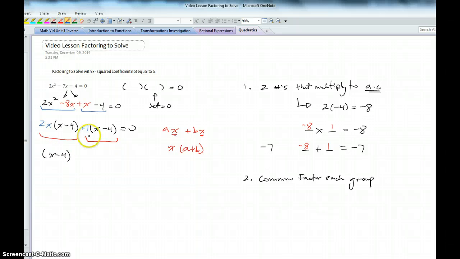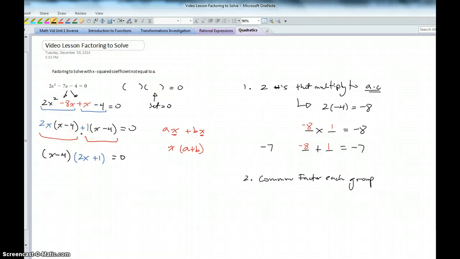And what's left over? Well, x minus 4 times 2x gives me the left side, and x minus 4 times plus 1 gives me the right side. So now I've got the factors: x minus 4 times 2x plus 1. If I were to expand this expression, I should get 2x squared minus 7x minus 4. -4 times 1, bingo. 2x times x is 2x squared. And I've got here 2x times -4, -8, and x times 1 is 1x. -8 plus x is -7x.